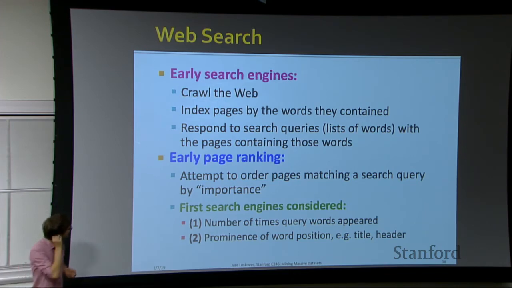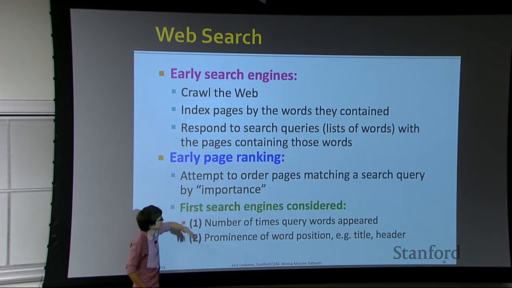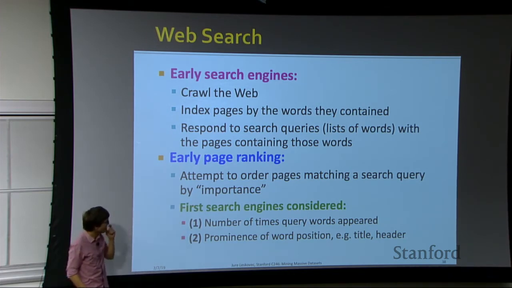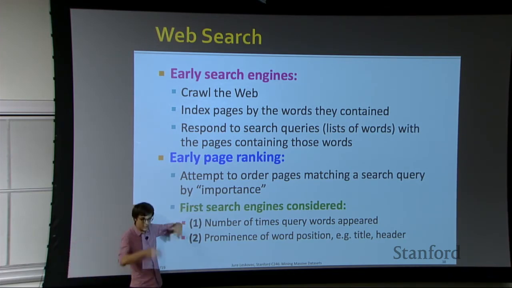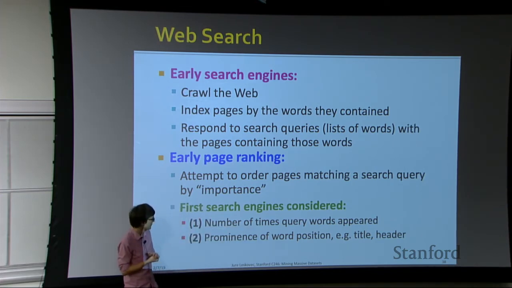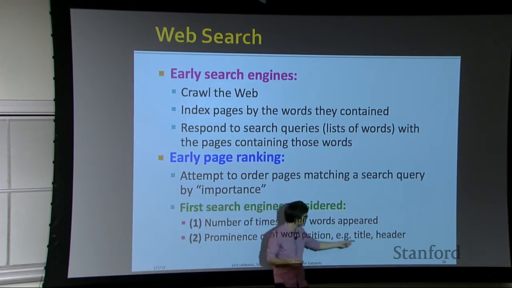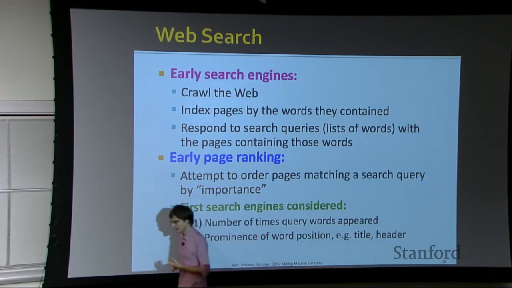And you know, early page ranking, this was kind of before Google, the idea was that you want to order pages based on how much of the query they match, right? And usually the way first search engines would order the pages was the number of times the query words appeared on the page, and maybe the prominence of that word's position, whether that word appeared in the title or in the header.